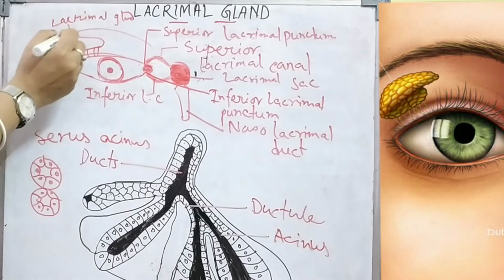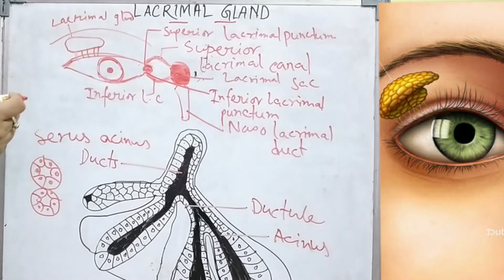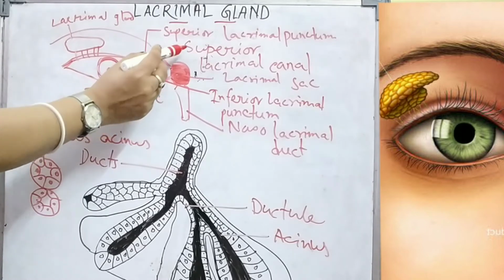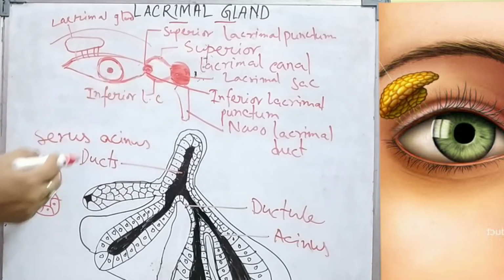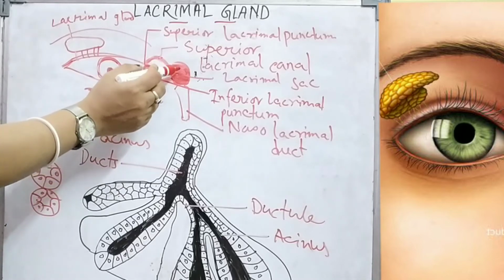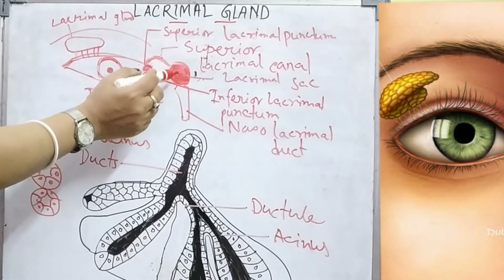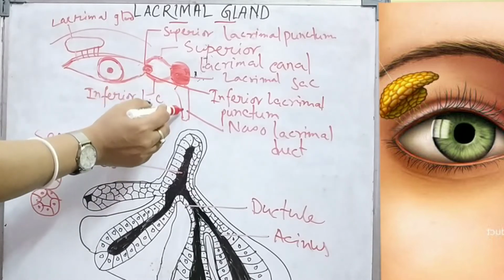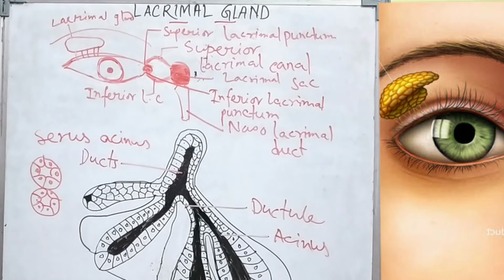This gland is situated here. And these two canals are superior canal and inferior canal. This one is the lacrimal sac, and this portion or duct is known as nasolacrimal duct.